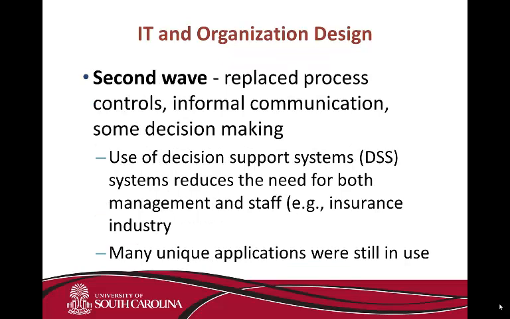The second wave started to replace process controls, replaced informal communication and some decision making. So as people started to use decision support systems that help us make decisions like who's going to get a loan or who's going to get an insurance policy and what that insurance policy is going to look like, who's going to get into graduate school, we could in fact reduce the need for both management and staff.